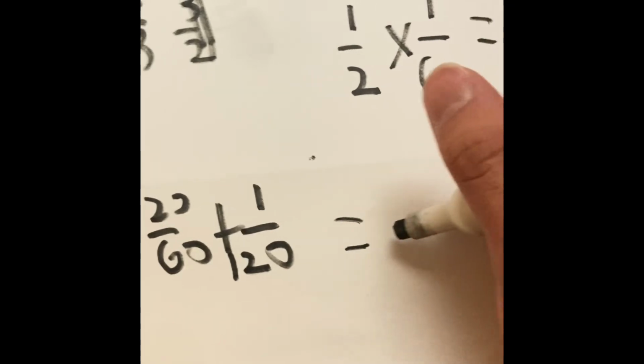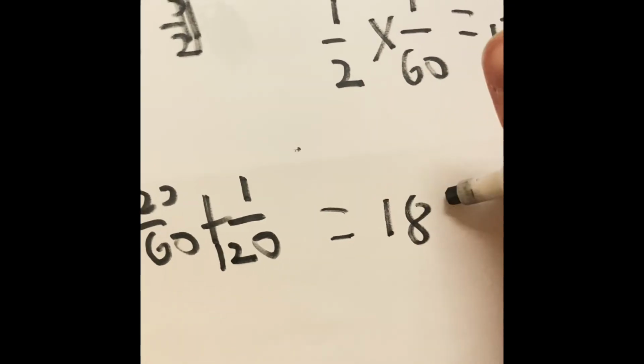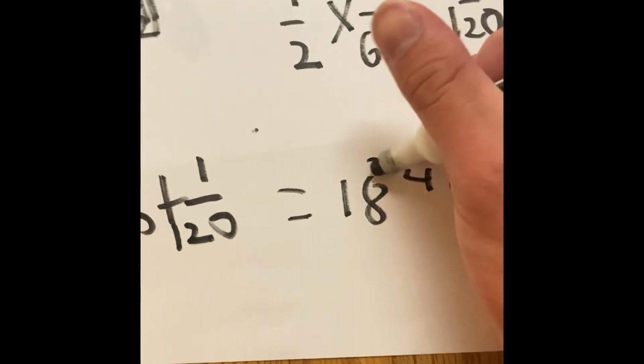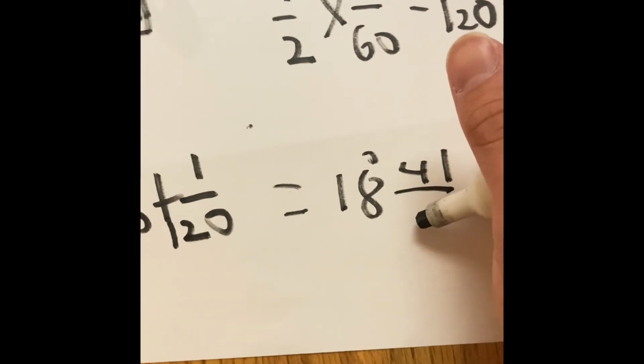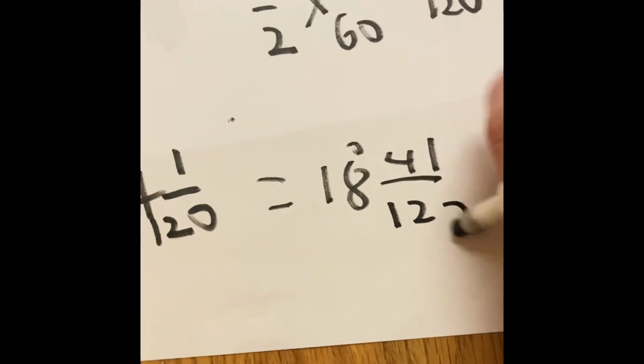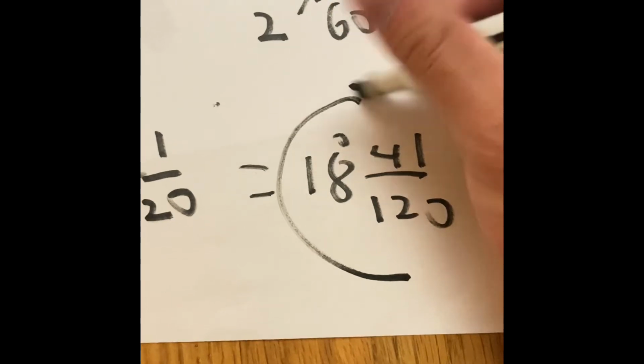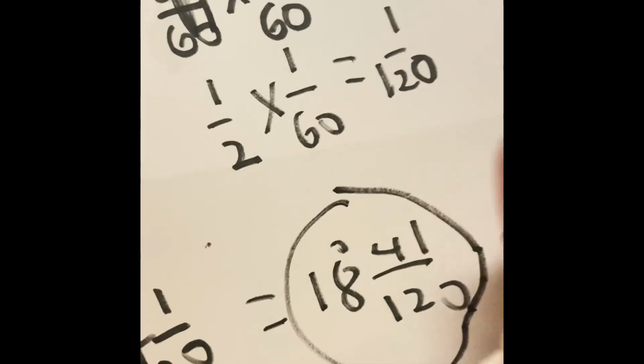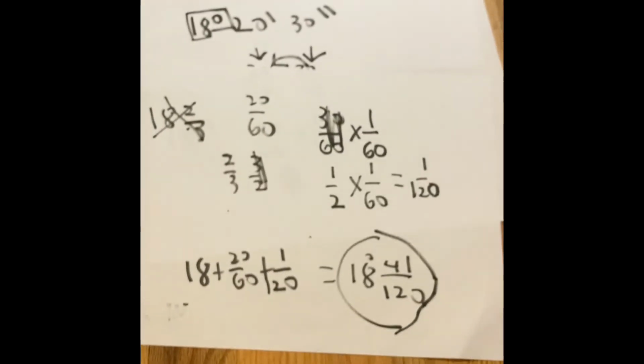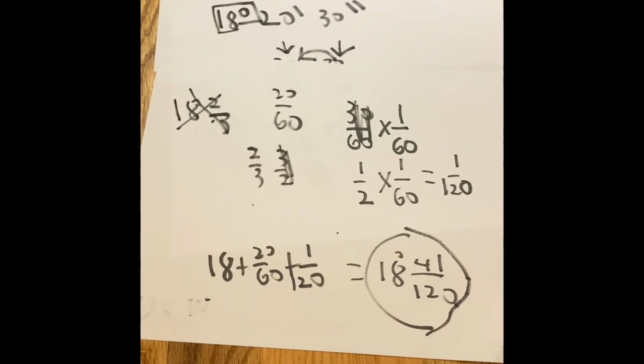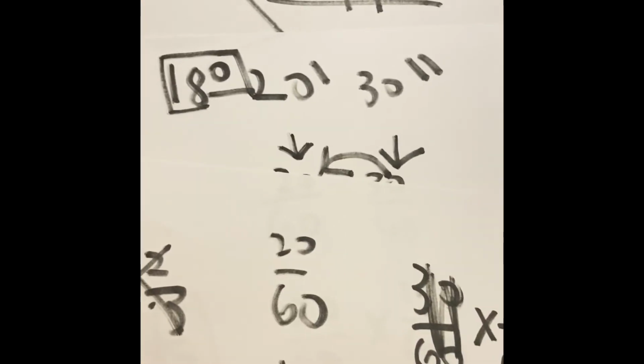That is going to equal 18 degrees 41 over 120 as a fraction. And you cannot simplify. Whoa, we did it! We have converted the time to degrees.